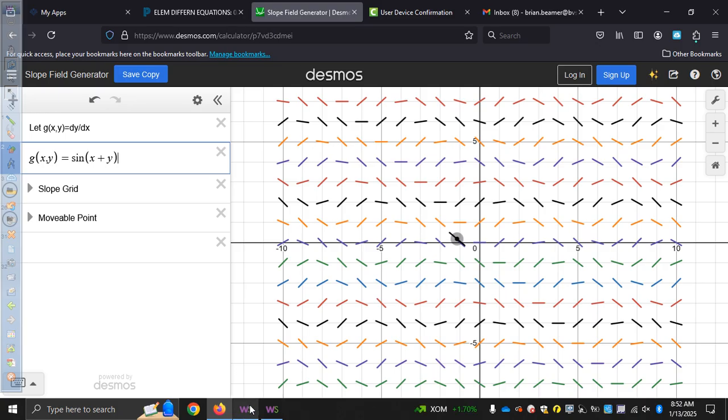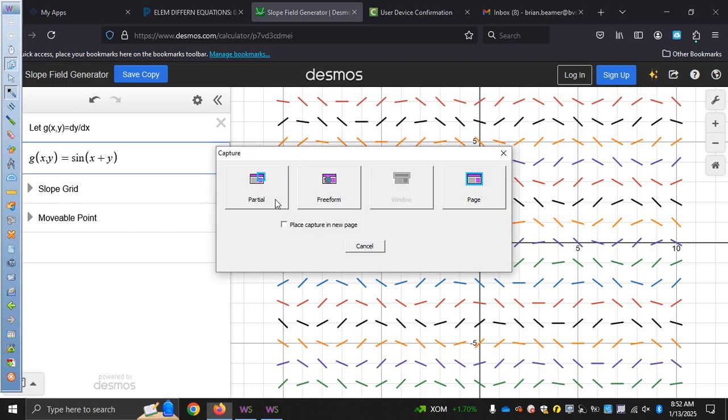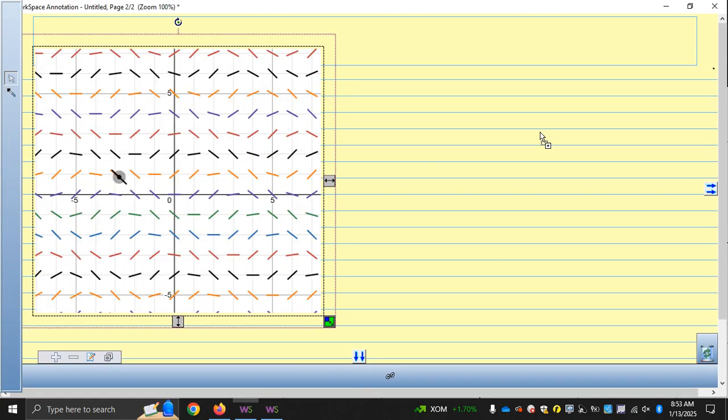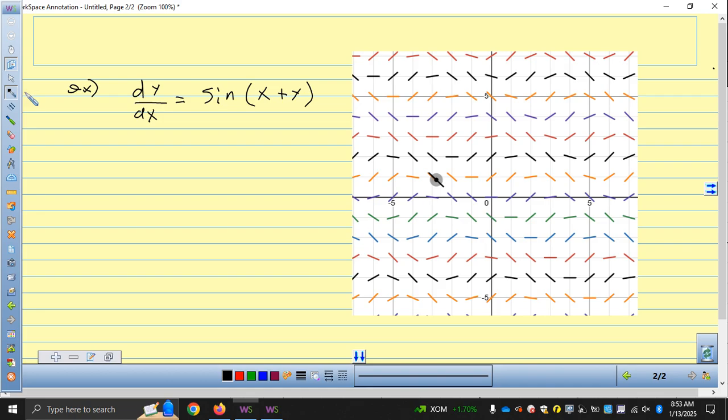So let me grab a picture of that. And this has a nice movable point. So you can move this point around in the plane to find the slope at a specific point. So if we wanted the slope here, we could figure it out. We can see as we move along here, the slope changes. So it's kind of nice. So I'm going to grab a picture here and paste it into our problem. So there's a slope field for that differential equation.